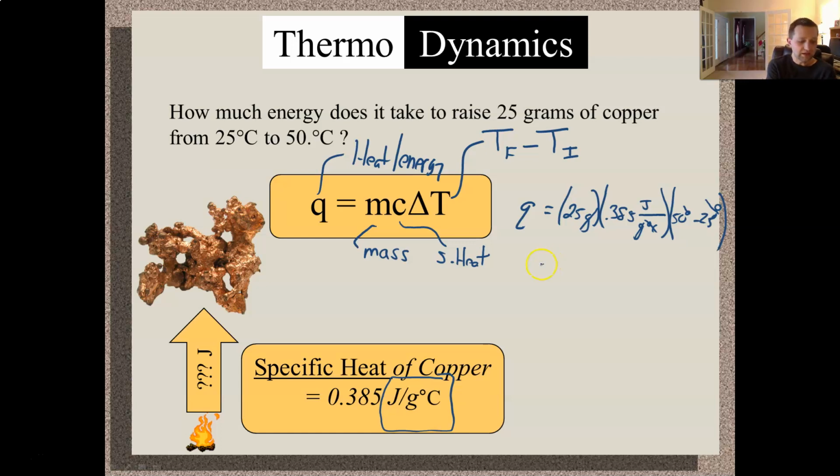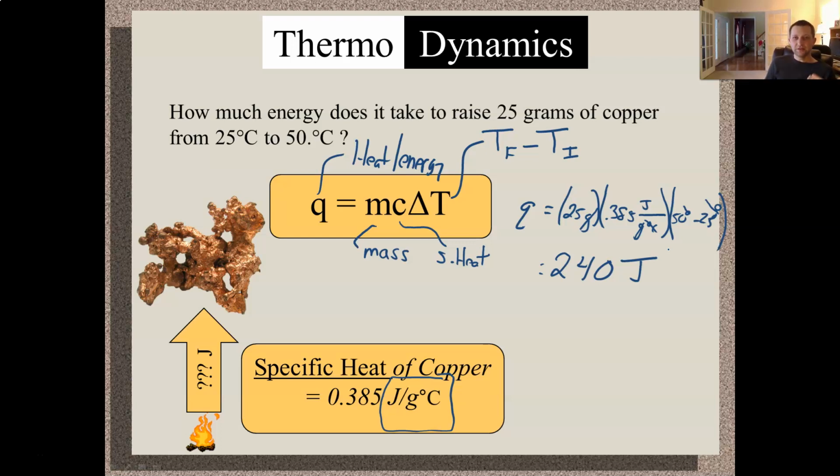So if you type it into your calculator, you'll have 25 grams times 0.385 joules per gram degree Celsius times 25 degrees Celsius, and you end up with 2 sig figs, 240 joules of energy in order to do that. It's really important that this value comes out to be positive because it says in the problem, how much energy does it take to raise a sample, and so on.